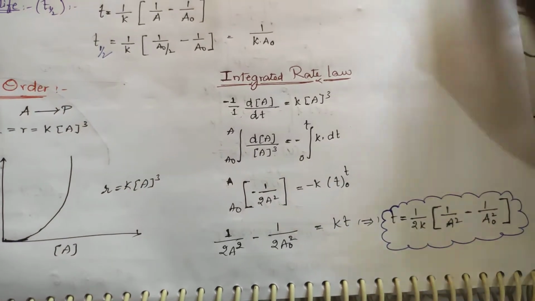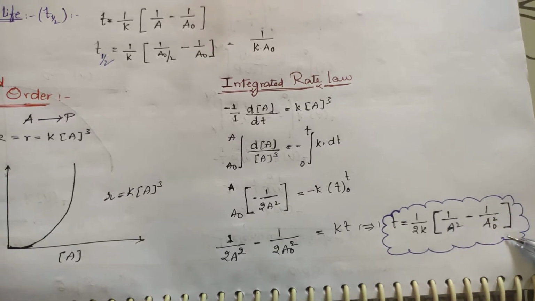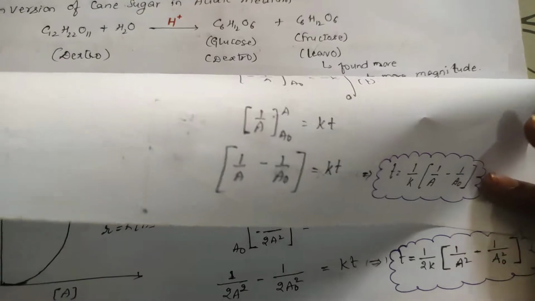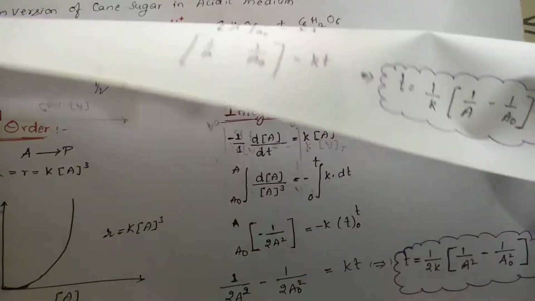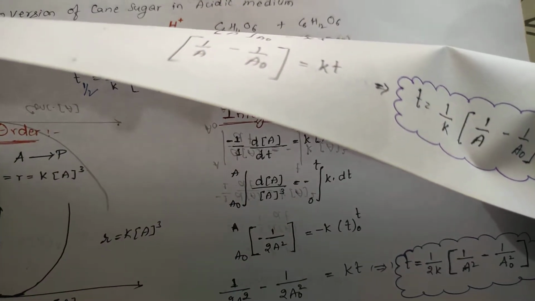If you see, for the second order reaction this is 1 by K, 1 by A minus 1 by A naught. For this third order, it is 1 by 2K into 1 by A square minus 1 by A naught square. See, if it is second order, you are getting 1K.